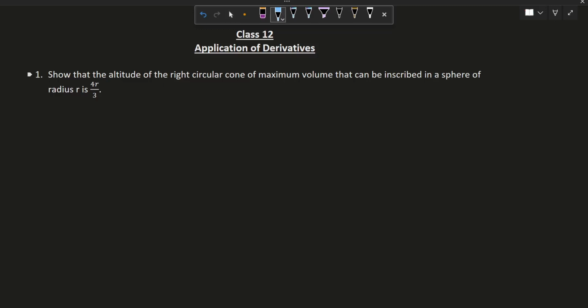So today what I'm going to start with is application of derivative. It's a difficult topic. Some questions are quite confusing. So I'm starting with this topic. Let's begin with the question.